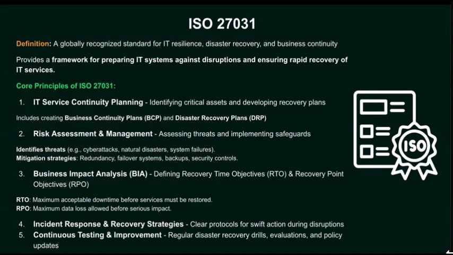Then also, what are the mitigation strategies? It's important to understand, how do you cover for redundancy? Do you have a failover system? Do you have backups? What are your security controls? Those are the things that this principle is looking out for in your architecture, in what you have designed in your environment. And also business impact analysis.